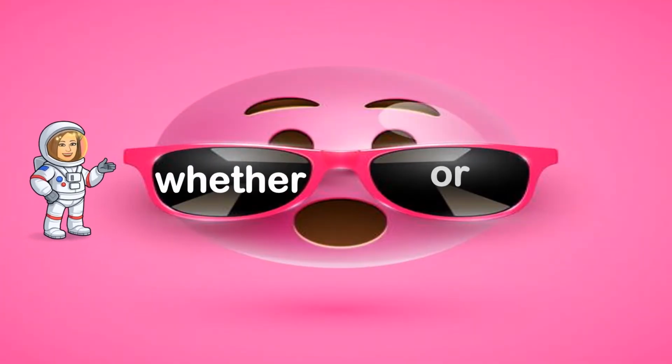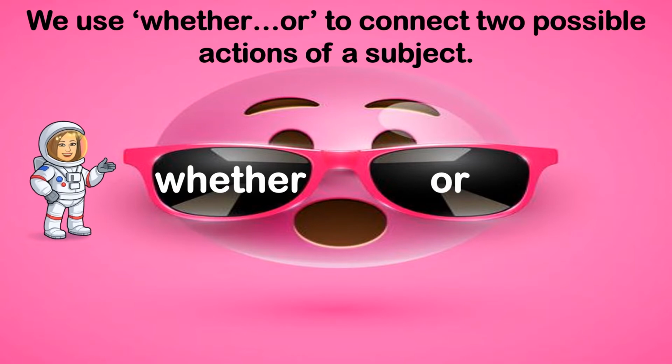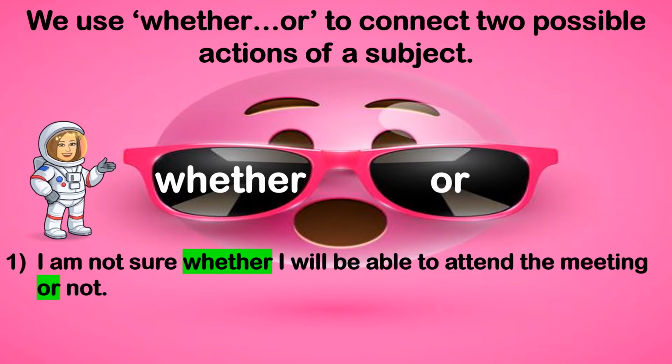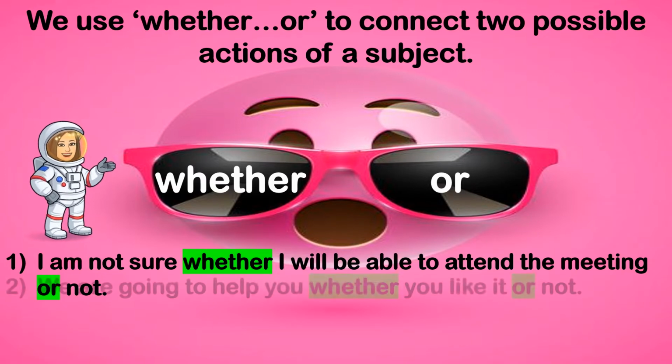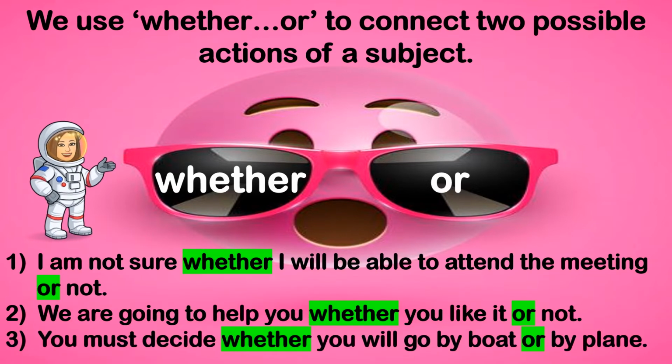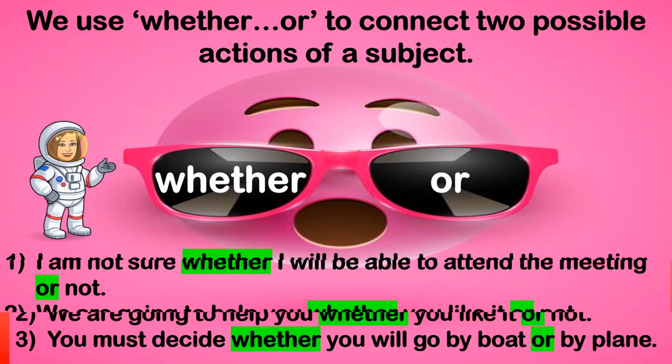Whether or. We use whether or to connect two possible actions of a subject. Examples: I am not sure whether I will be able to attend the meeting or not. We are going to help you whether you like it or not. You must decide whether you will go by boat or by plane.